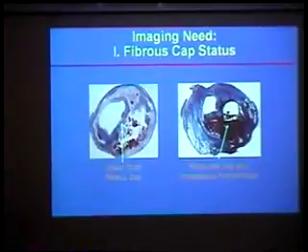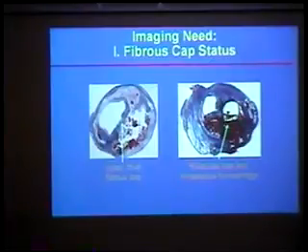If you think about this intuitively, you can imagine that if this cap is very strong, in this case fairly thick, then the plaque is likely going to be relatively stable. In other words, it's not likely going to rupture. Rupture in carotids really is the event that triggers either stroke or TIAs.